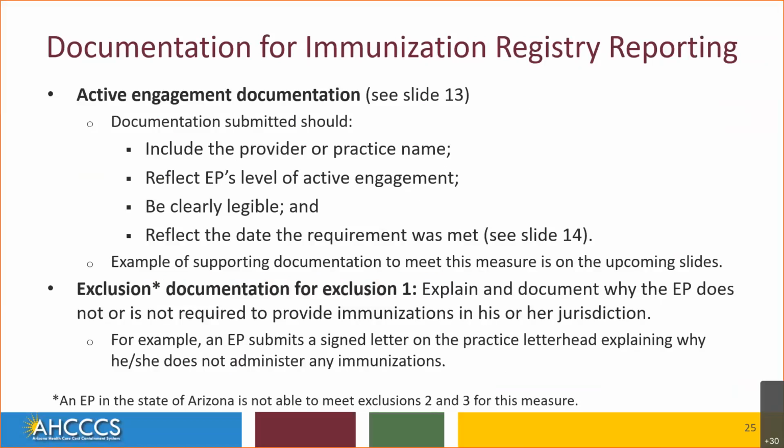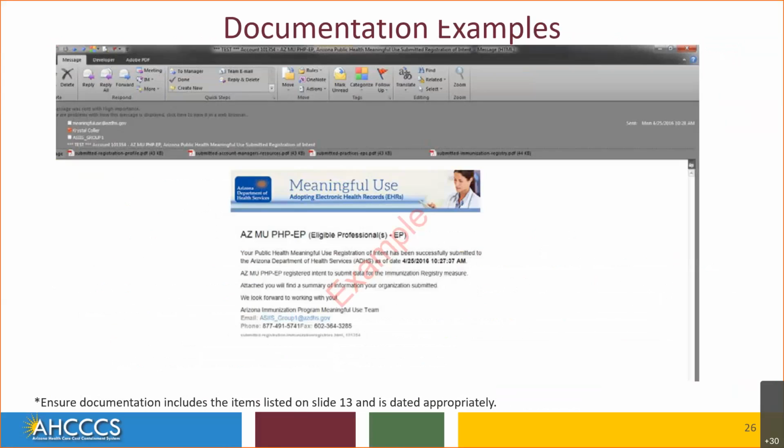For the exclusion documentation, only exclusion 1 is available. So the document should explain why the EP does not or is not required to provide immunizations in his or her jurisdiction. For example, an EP submits a signed letter on the practice letterhead explaining why he or she does not administer immunizations. One example would be if you're a dentist and you do not do those immunizations. So just write that down, explain it in a letter on your practice letterhead, and make sure to submit it during attestation.